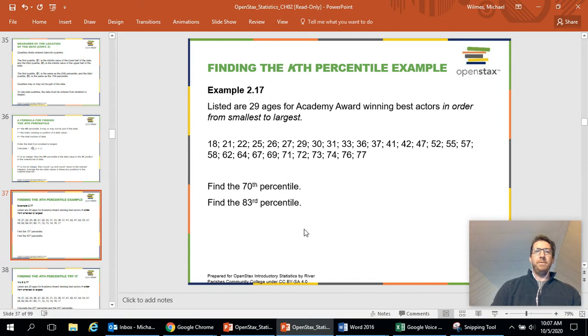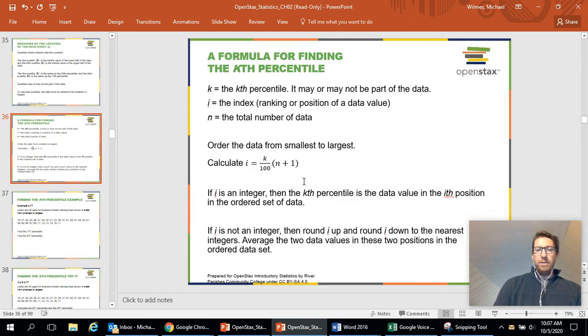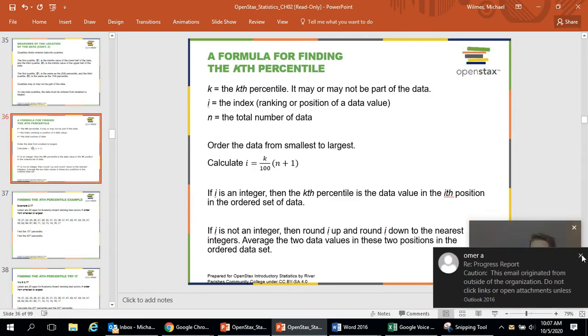So here we have an example of the Academy Award winners of Best Actors in order of their age from smallest to largest. If we want to find the 70th percentile, I also show how to do this on Google Sheets, which is really slick. That's on that other video, so please check that one out. But to do it by hand for a small data set, it's going to be very easy to do. So we're going to use this formula right here.